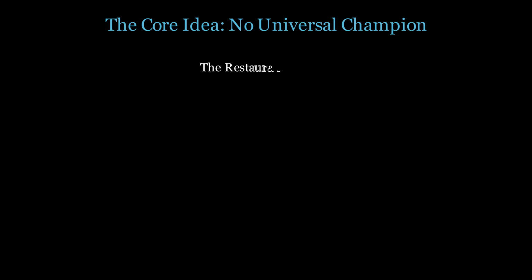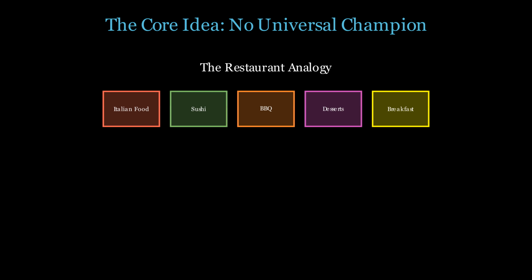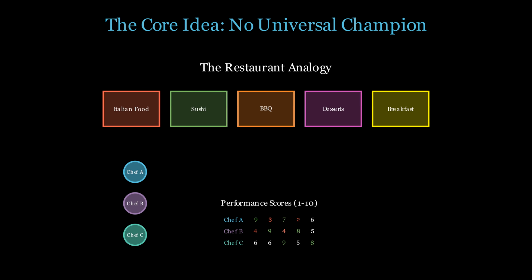Imagine a restaurant competition where different chefs must cook various cuisines. Each table represents a different type of problem: Italian food, sushi, barbecue, desserts, and breakfast. The chefs represent different algorithms. Here are their performance scores. Chef A excels at Italian cuisine but struggles with sushi and desserts. Chef B dominates sushi and desserts but is mediocre at barbecue. Chef C shines at barbecue and breakfast but is average elsewhere. Notice how each chef has strengths and weaknesses.